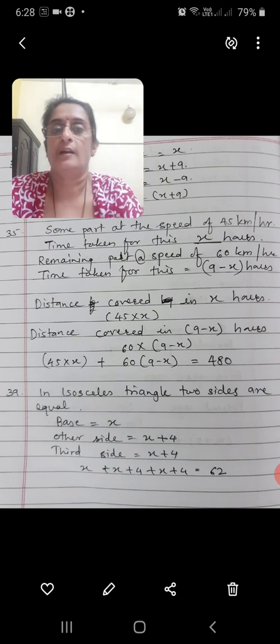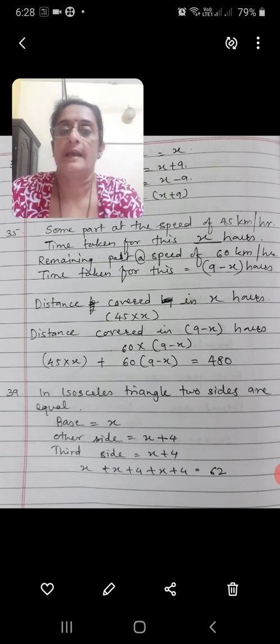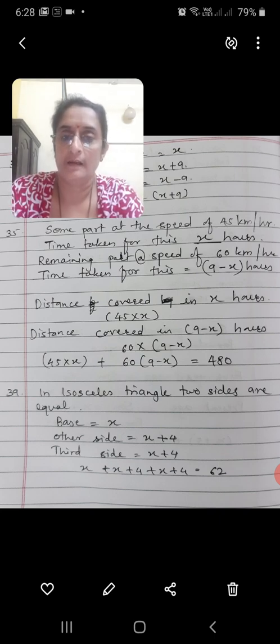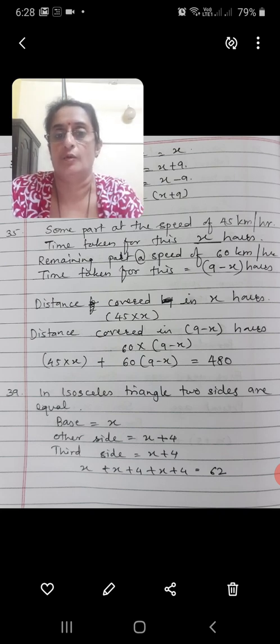Fine. So, some part at 45 kilometers per hour for x hours, then the remaining part at 60 km per hour. So how many hours must he have taken? Total is 9. First part he has covered in x hours, so at 60 km per hour he has traveled for 9 minus x hours. Fine. Have you got, children? For x hours he has traveled at the rate of 45 kilometers, and 9 minus x hours he has traveled at the speed of 60 km per hour.